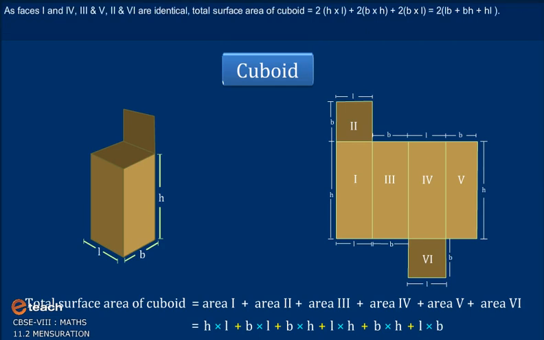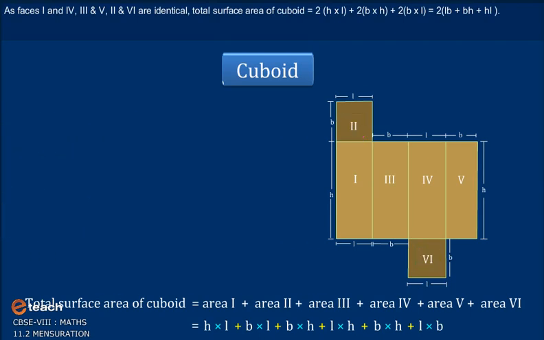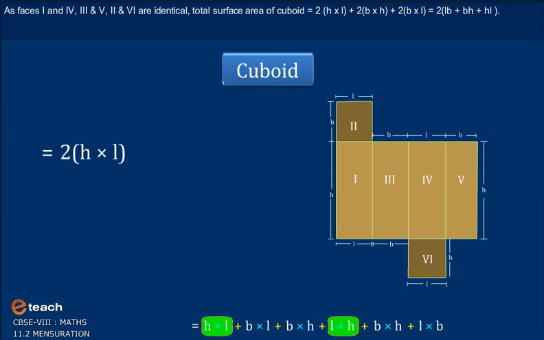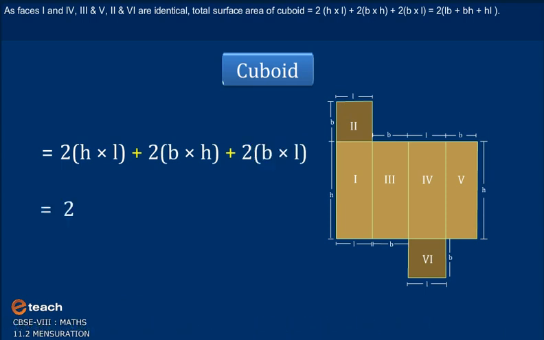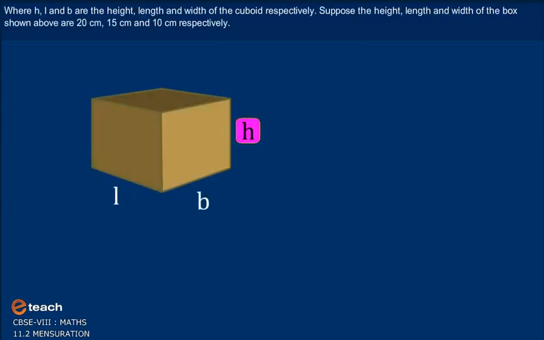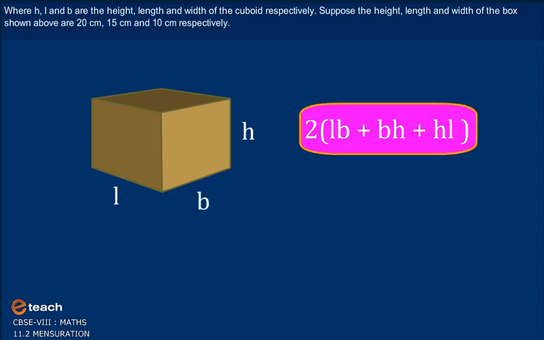As faces first and fourth, third and fifth, second and sixth are identical, the total surface area of a cuboid is equal to 2 into (height into length) plus 2 into (breadth into height) plus 2 into (breadth into length), which is equal to 2 into (length breadth plus breadth height plus height length), where h, l and b are the height, length and width of the cuboid respectively.